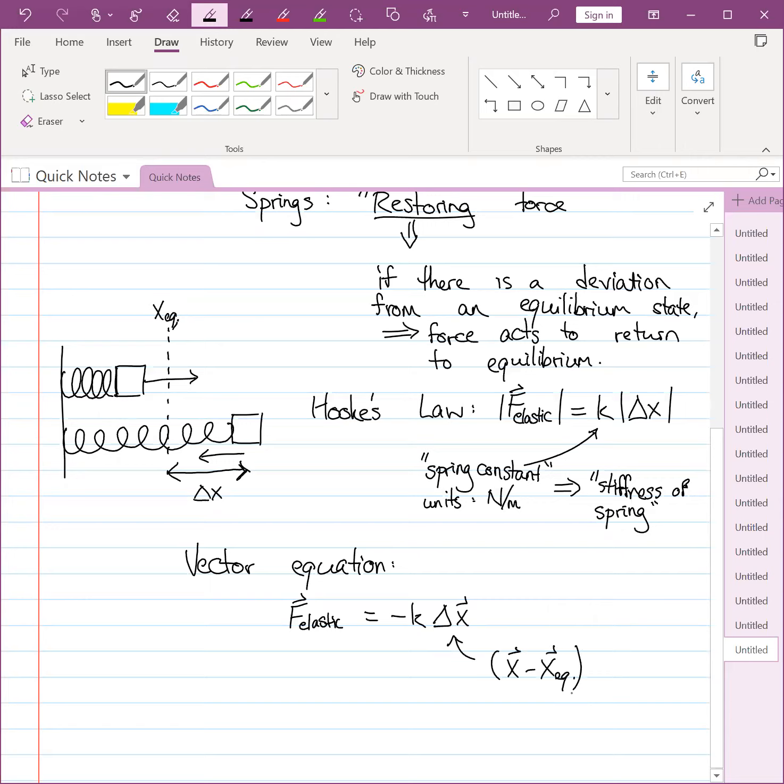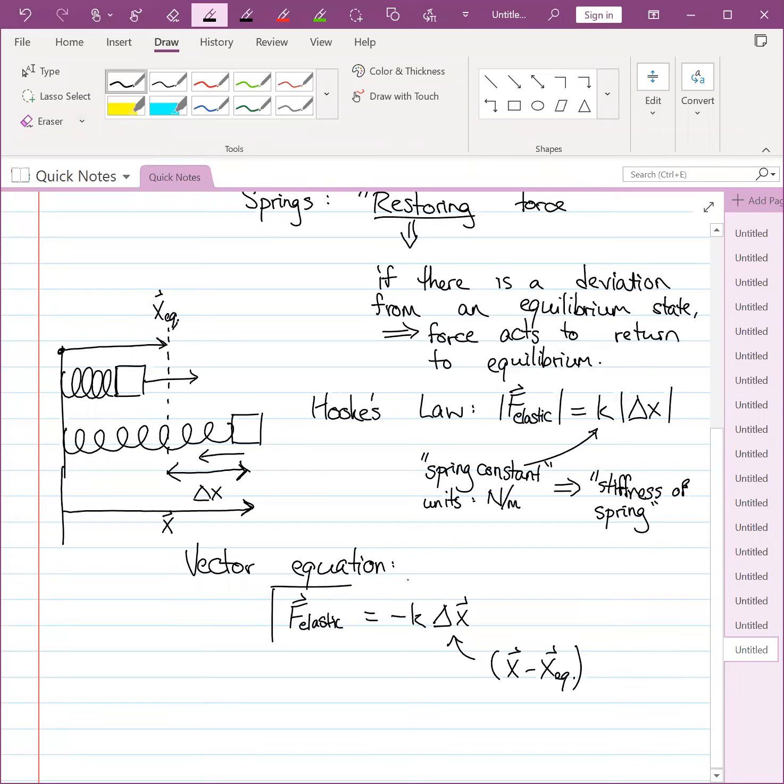So in this case, here we would have x equilibrium. X equilibrium might be this vector, and then the current vector would be this vector. And so x minus x equilibrium would be a vector that points in this direction with some magnitude equal to delta x. Stick a negative sign in front and you get the direction of the force, which points back towards equilibrium. And this will generally work.